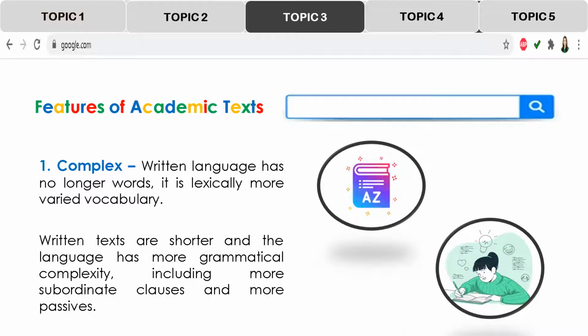Here are the language features of academic text. First, academic text is complex. Written language has no longer words. It is lexically more varied in vocabulary. The use of content words is encouraged. These include more nouns and adjectives rather than verbs and prepositions. Written texts are shorter, and the language has more grammatical complexity, including more subordinate clauses and more passives.